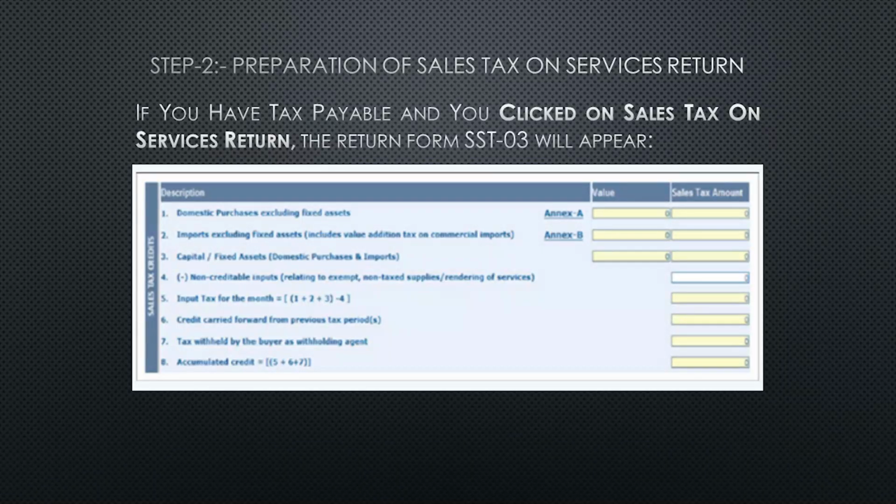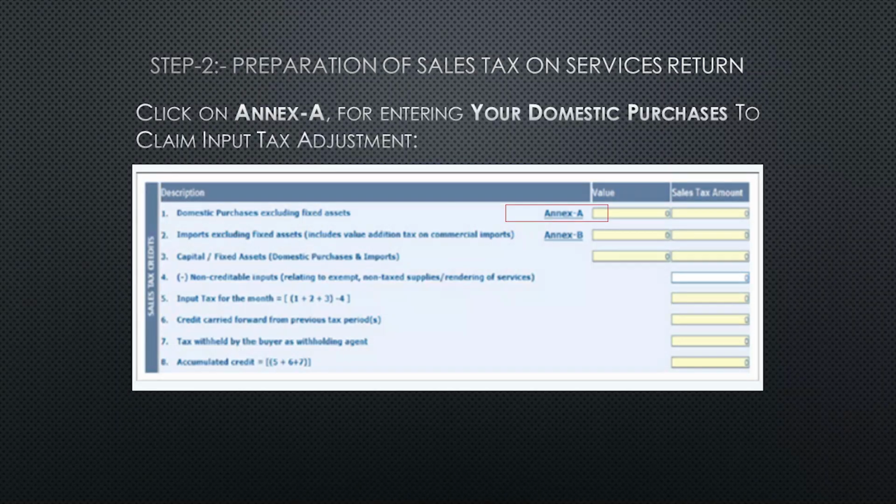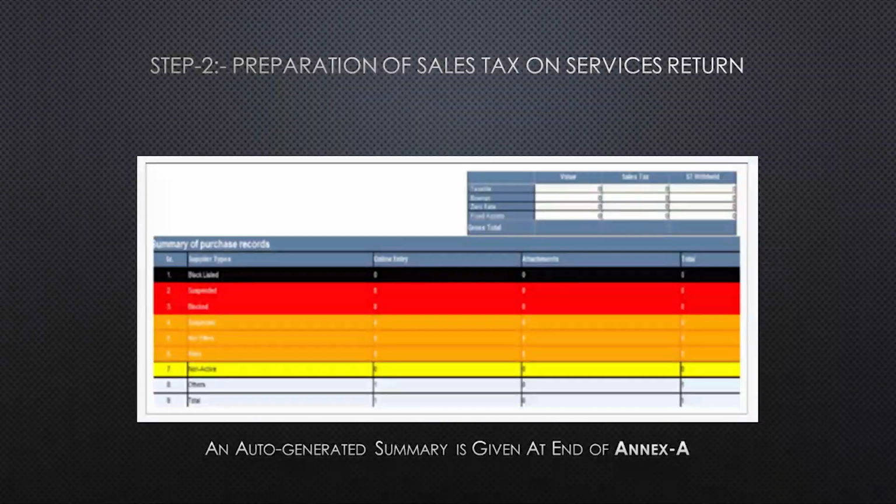Fill its sections as follows: Sales Tax Credit section. This section accumulates input tax paid, i.e., sales tax credit. Details of items are given below. Domestic purchases excluding fixed assets for providing, rendering of services. Annex A will open as you click on it for entering your domestic purchases to claim input tax adjustment. Notes are given at the end of Annex for help. An auto-generated summary is given at the end showing the status of suppliers as a taxpayer.